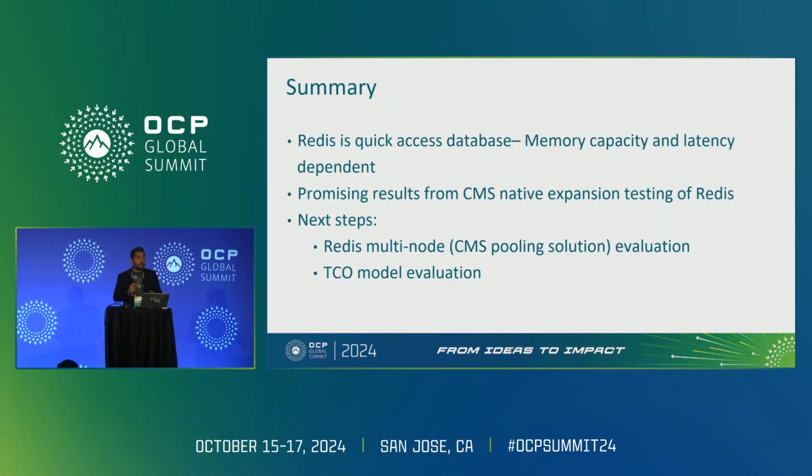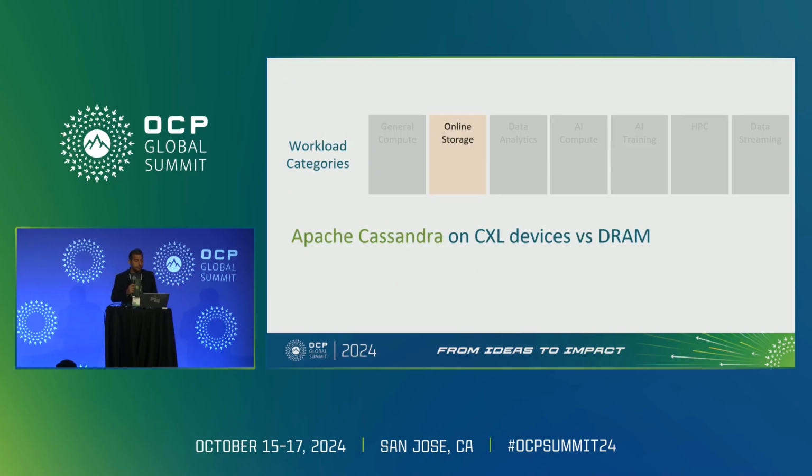So having said that, what are the next steps? What are we going to do? As I said, the results are promising from native expansion testing on Redis. Next step is to move it ahead. Go to multi-node, CMS pooling solution evaluation, and also do a TCO model evaluation from the business point of view. So this was about Redis. Now let me pass the mic to Ravi, who's going to talk about Apache Cassandra.